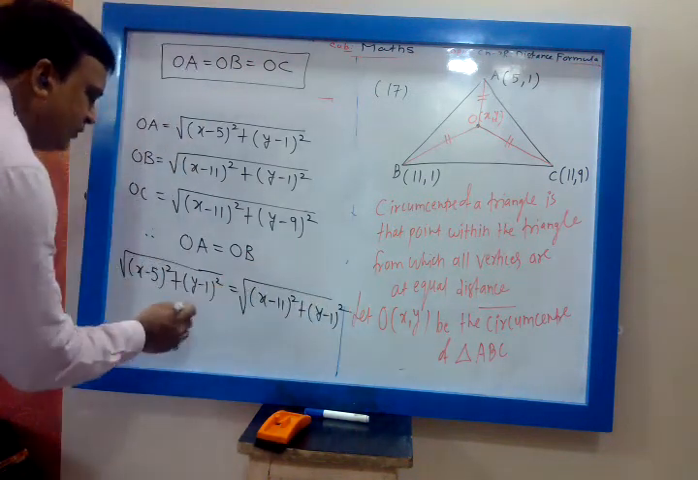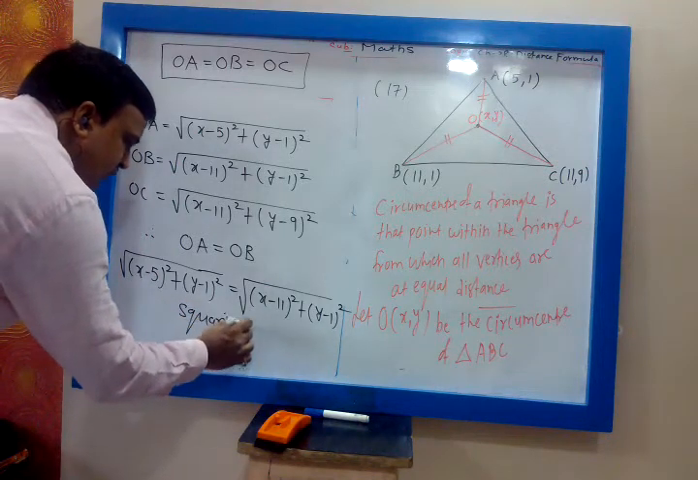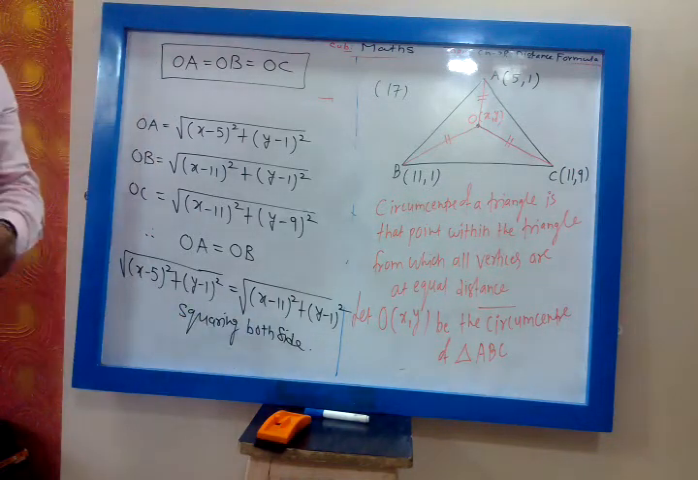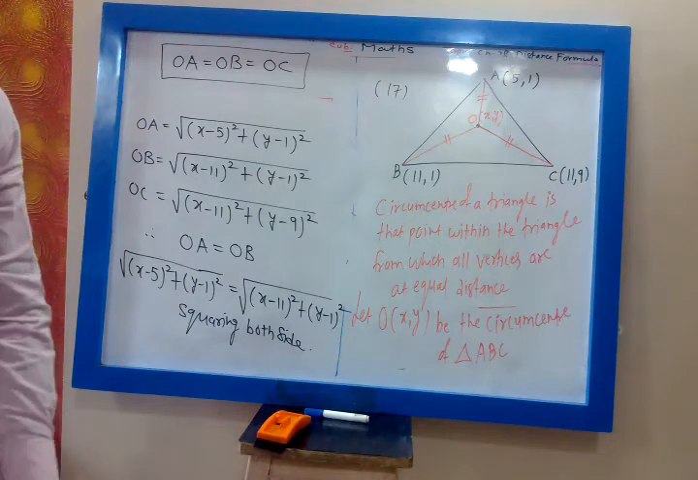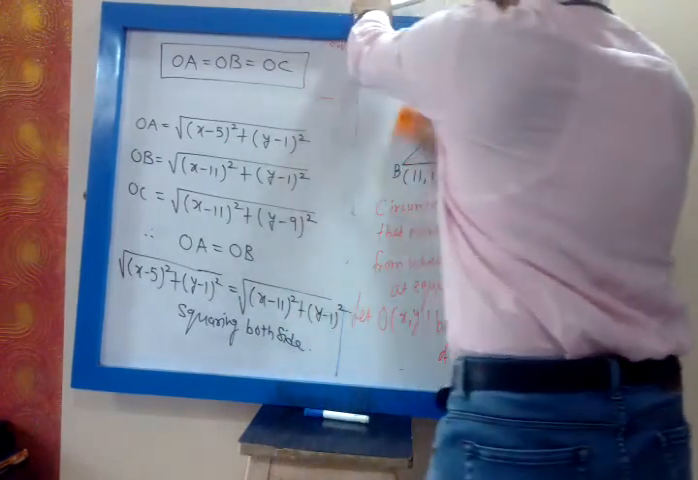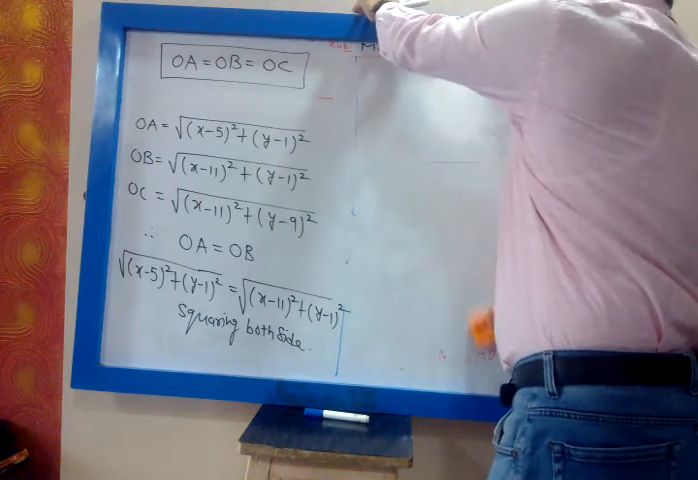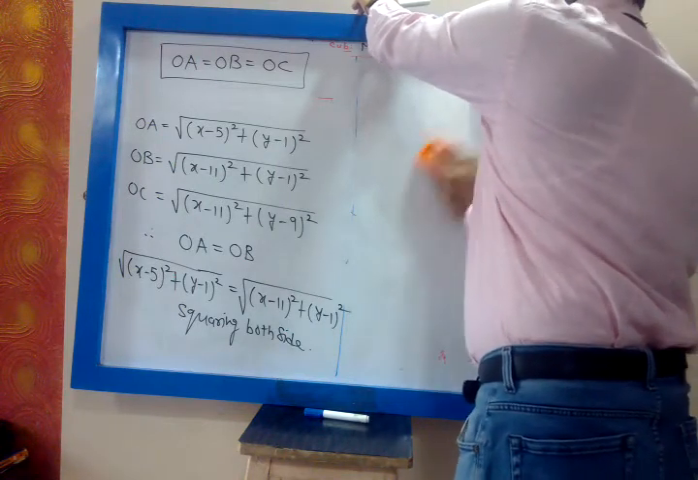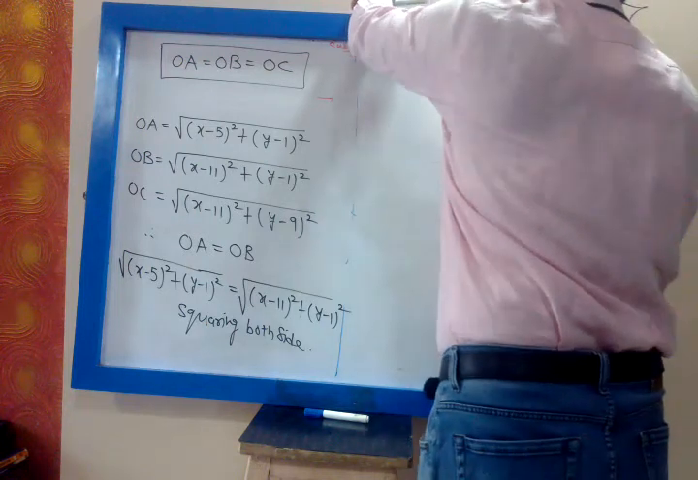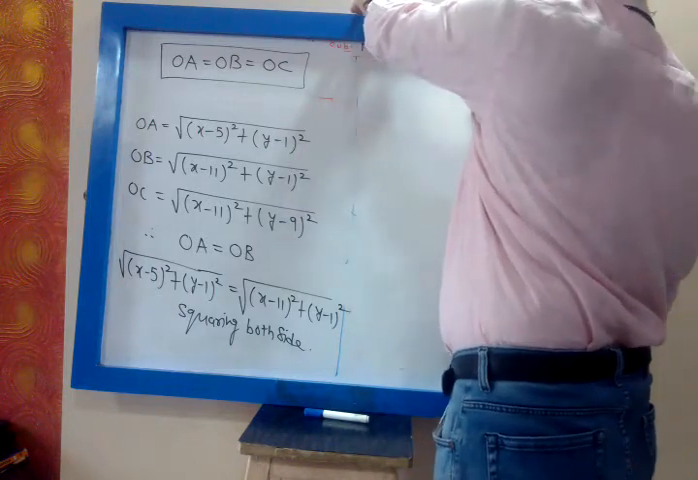Now both sides we have a square root, so squaring both sides. Solve this, squaring both sides. You will get (x minus 5) whole square. Now can anybody tell me what you are going to get? You are going to get a linear equation in variables x and y.